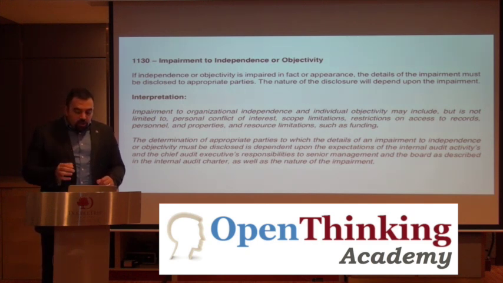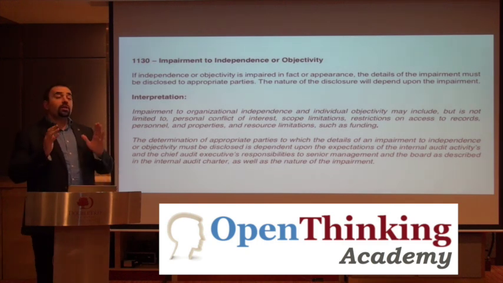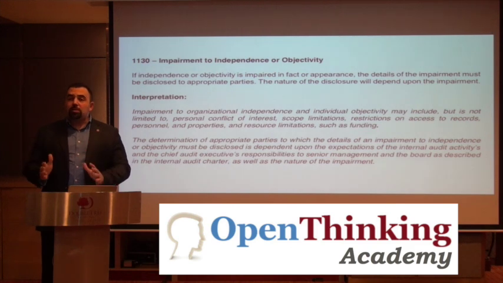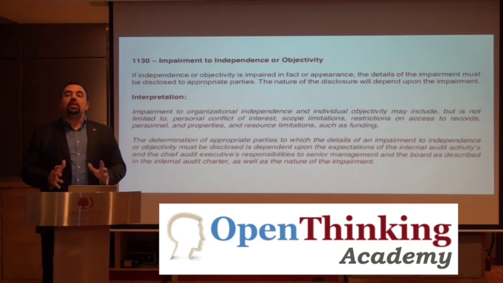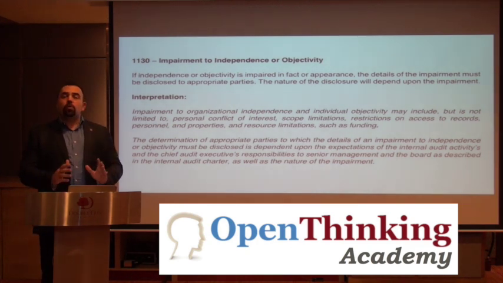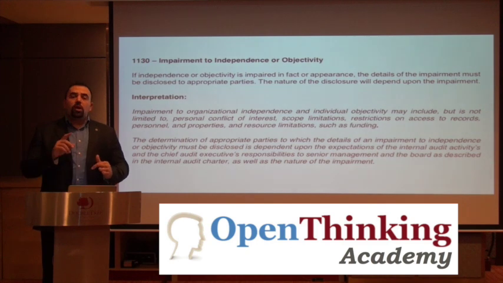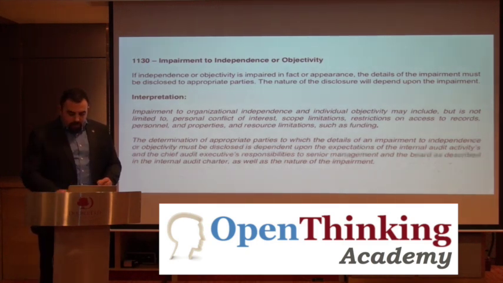They say the determination of the appropriate parties to which the details of impairment to independence or objectivity must be disclosed depends upon the expectations of the internal audit activity and the chief audit executive's responsibility to senior management and the board, as described in the internal audit charter, as well as the nature of the impairment. To whom you are going to report this, what kind of impairment, what is the issue, will always be determined in the charter. In the charter you can say, if this kind of impairment happens, we need to report to the audit committee, the board of directors, and the chief audit executive needs to be involved in the process.